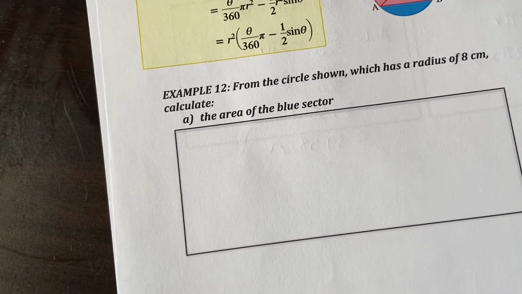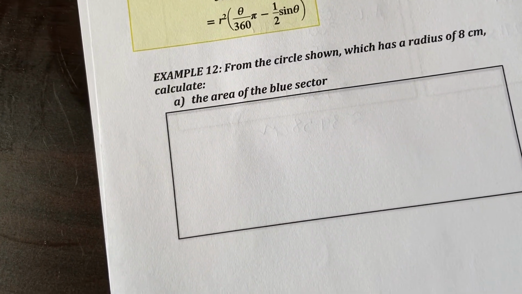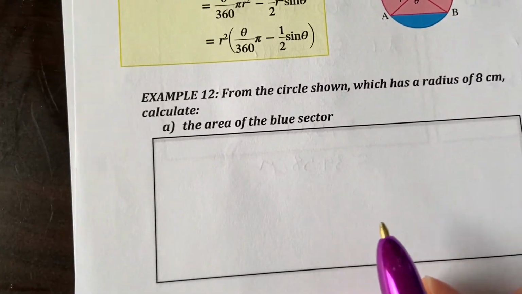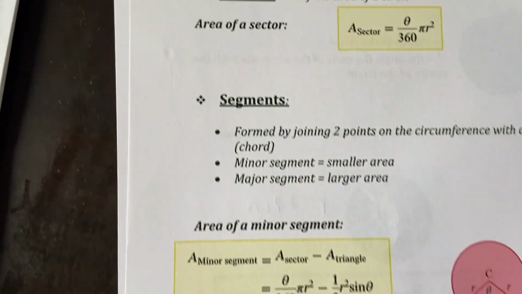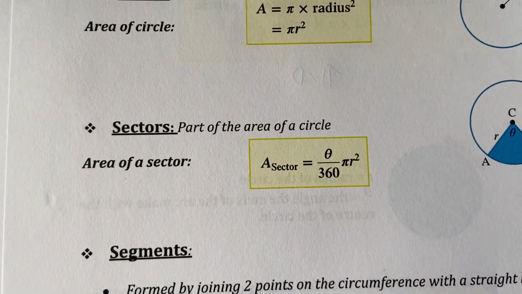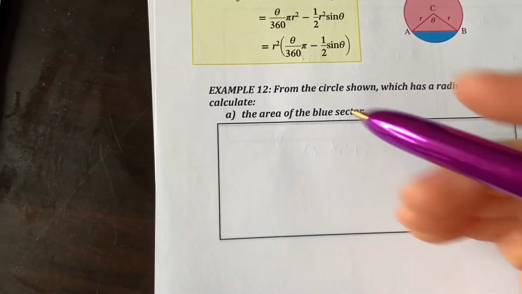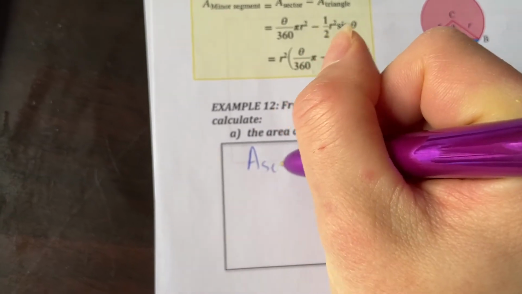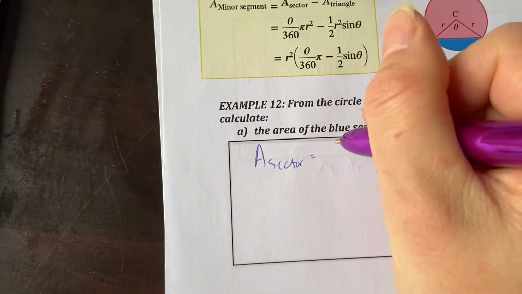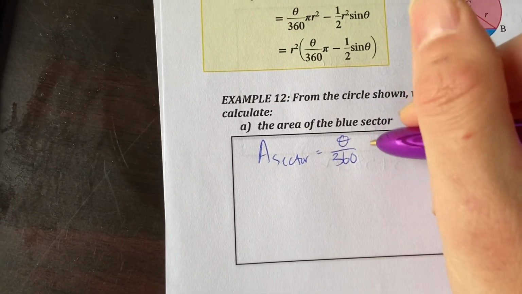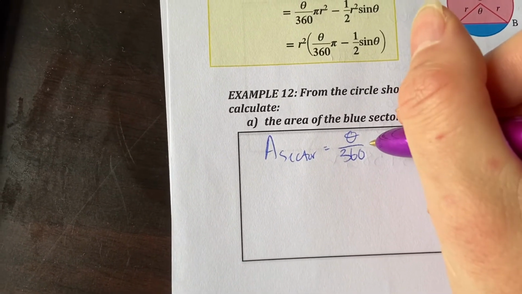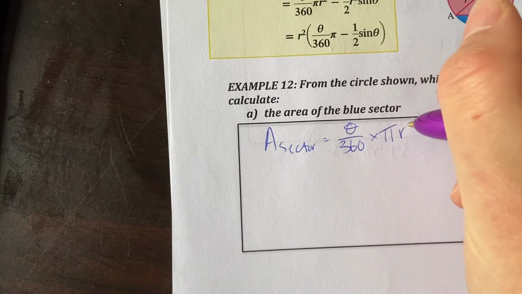So let me just look it up. There we go. So just remember to use the correct formula. Let's go back to area of sector. It's that one there. Let's write it out. A sector is that fraction of, so the angle over 360 times pi r squared.